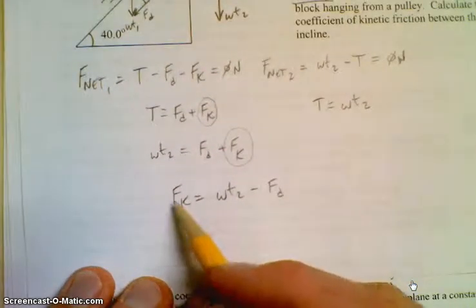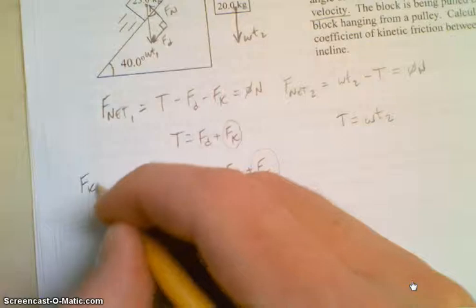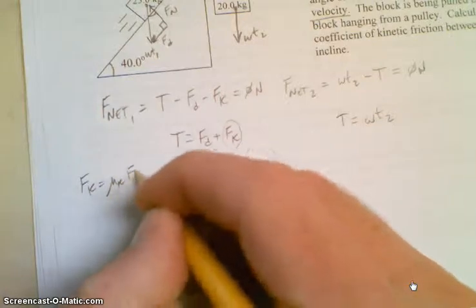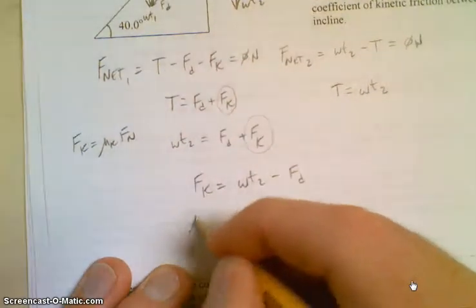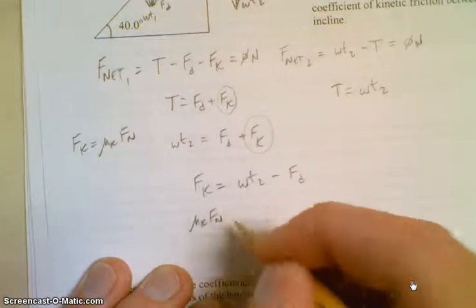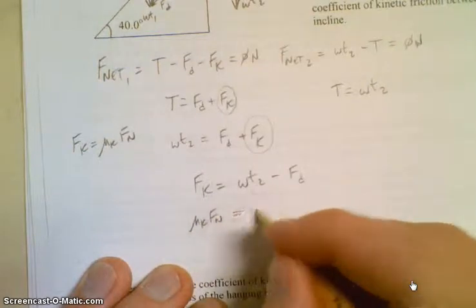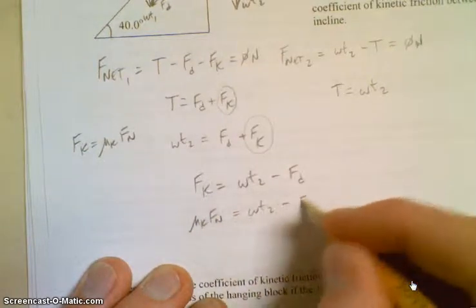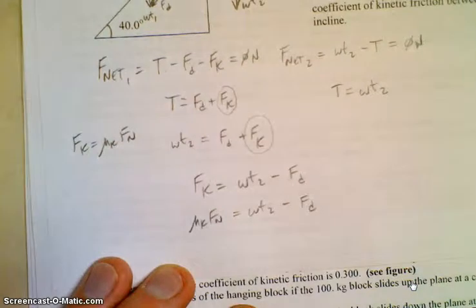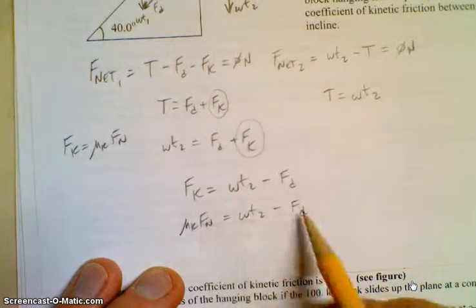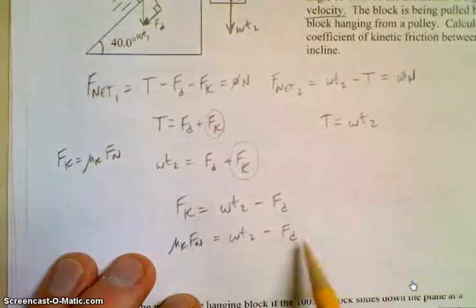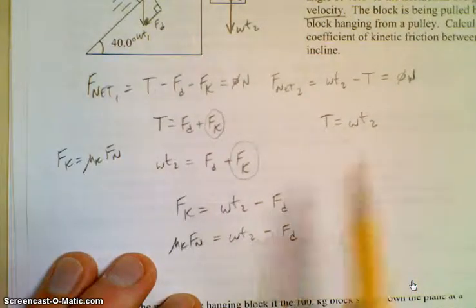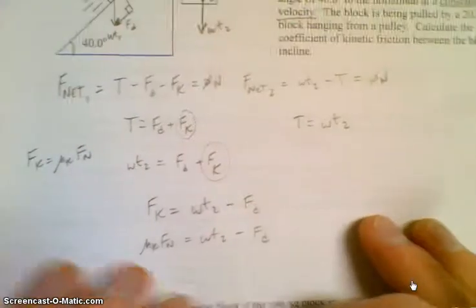What does Fk equal to? Well, Fk equals mu k times Fn. So I'm going to substitute mu k Fn for this. This equals weight 2 minus Fd. And now I'm going to substitute in for Fn. Well, actually I'm not. I'm going to solve in this case just for Fn and Fd for you. So we'll do that stuff over on the side. Try it on your own.